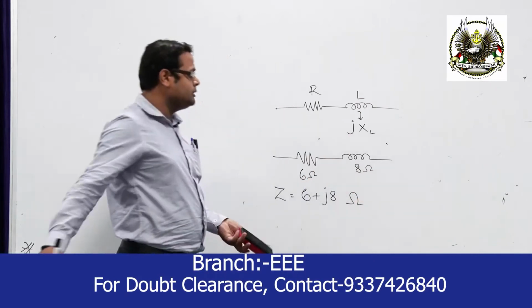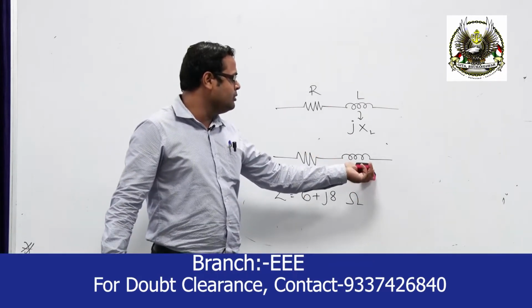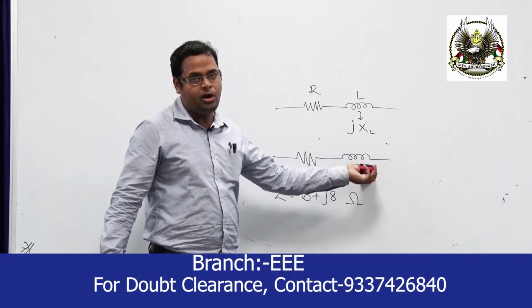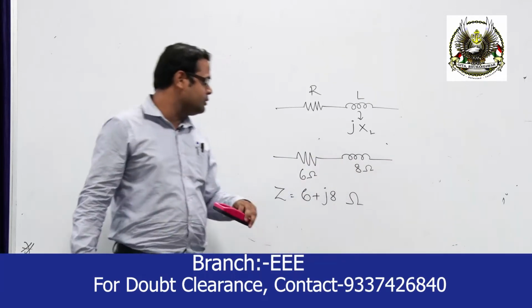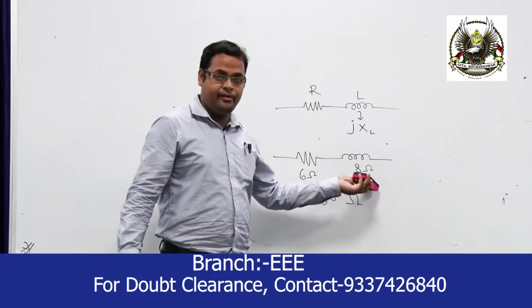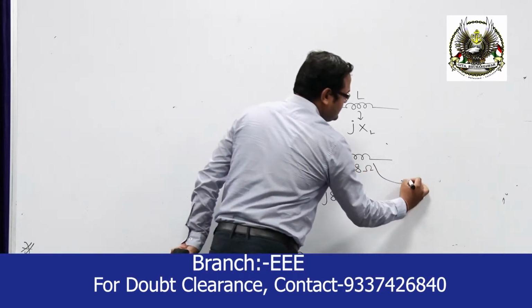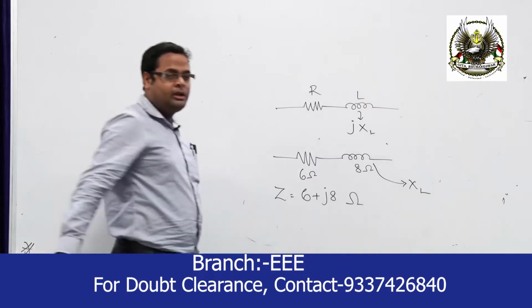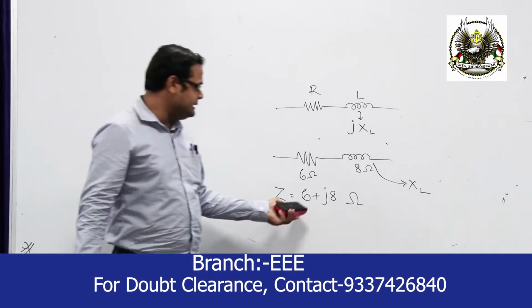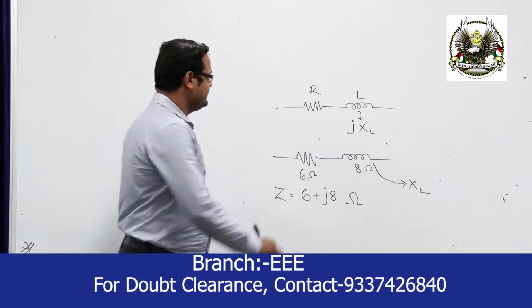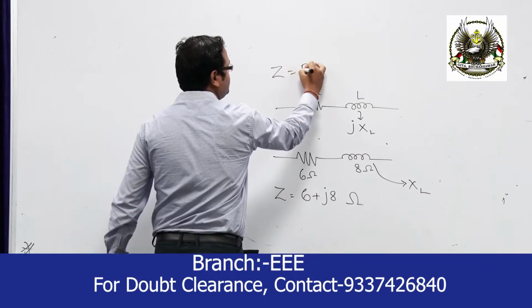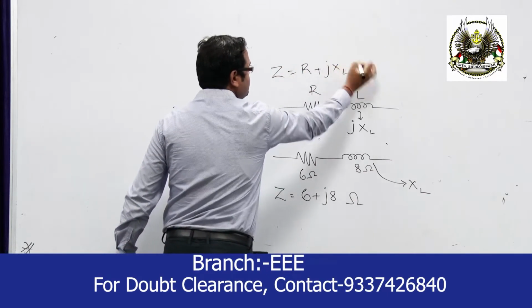Why? Because look, here it is the value of the reactance, not the value of the inductance, because if the value of inductance is given, it will be given in Henry, but here it is given in ohm, that implies this is your XL value. That is why you can directly write Z is equal to R plus j XL, the formula that you are using to find the impedance of an RL circuit.